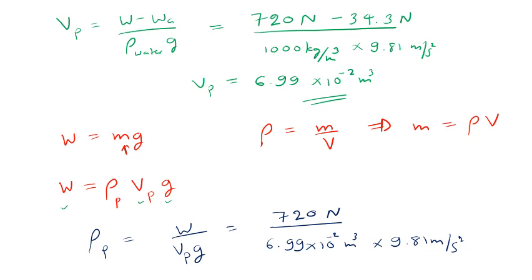Okay, now you can simplify this one to find the density of the person. It will be 1050 kilograms per cubic meter. So this is the density of this person.